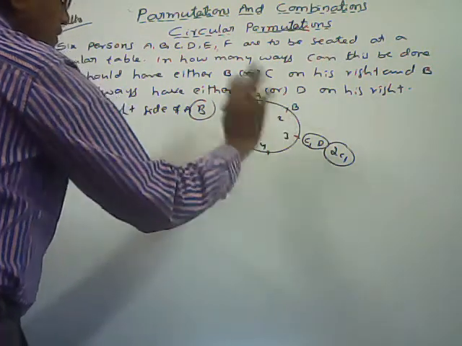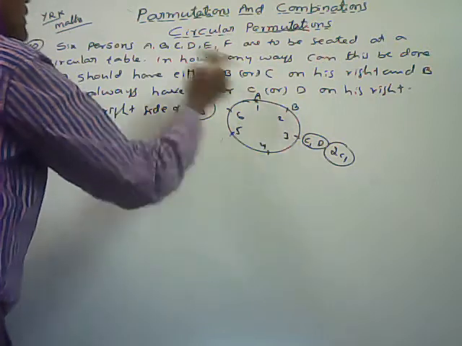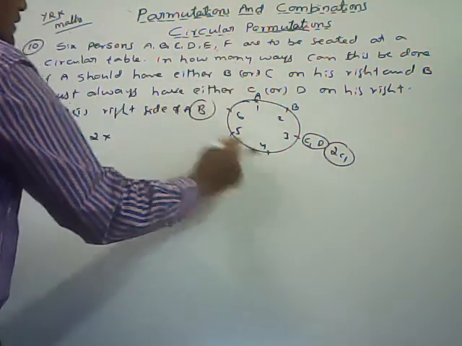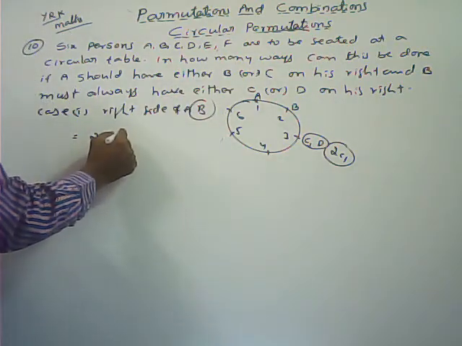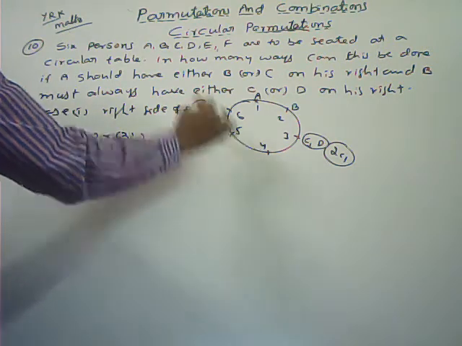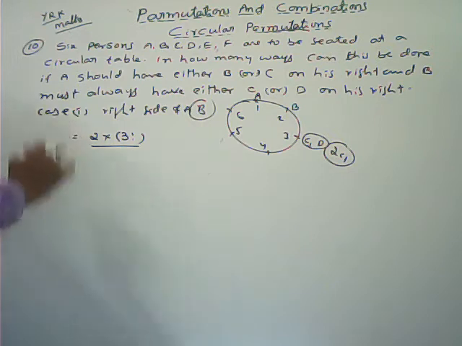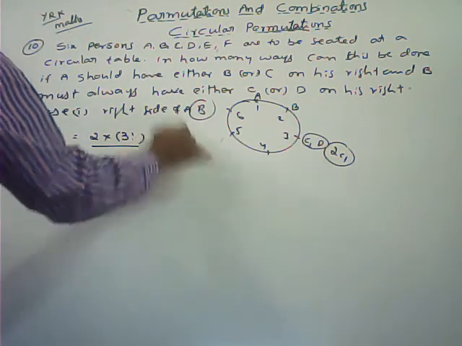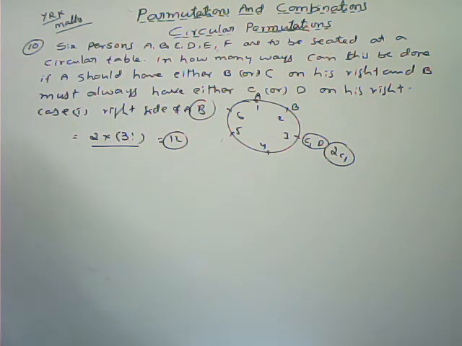In these 3 places, 3 members are there. So one more is there: 1, 2, 3. 3 persons are there. In these 3 places, we can arrange them in 3 factorial ways. Here 3 places are there, 3 persons are there, so 3 factorial. Total 12 ways. In this condition, 12 ways are there.